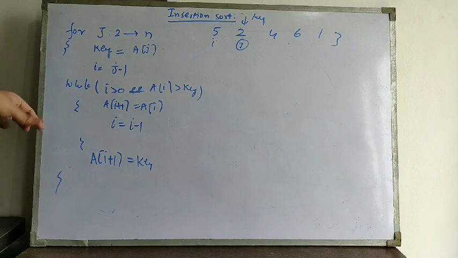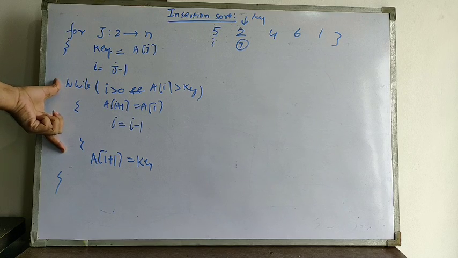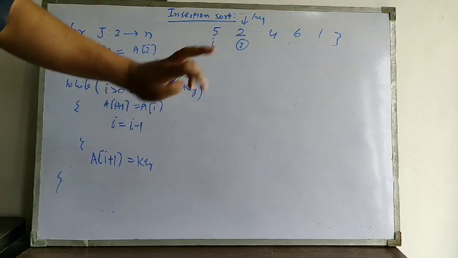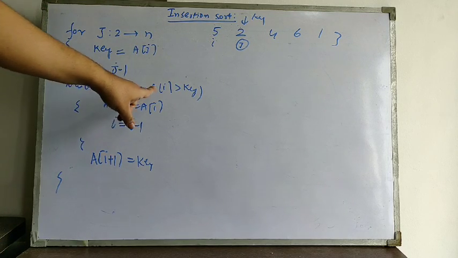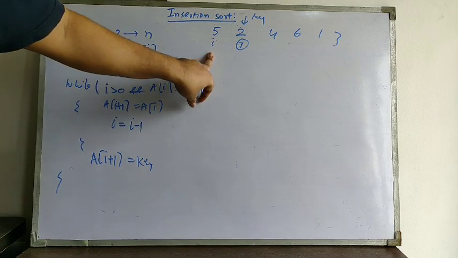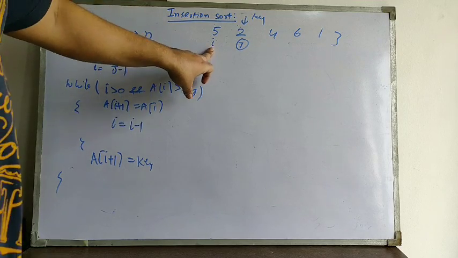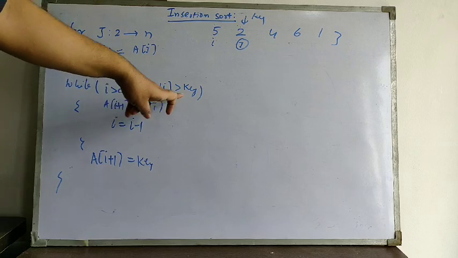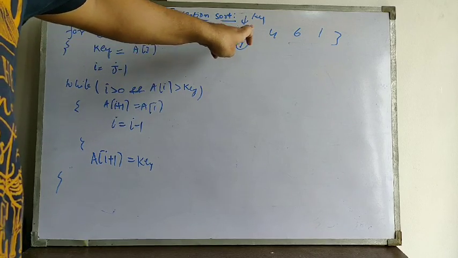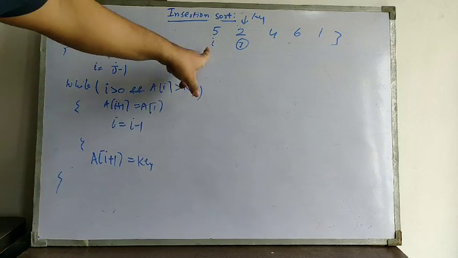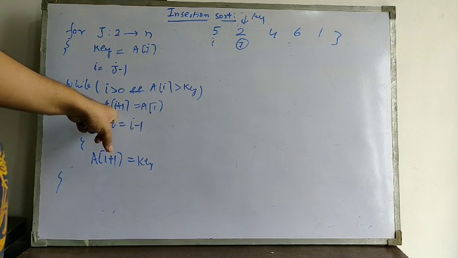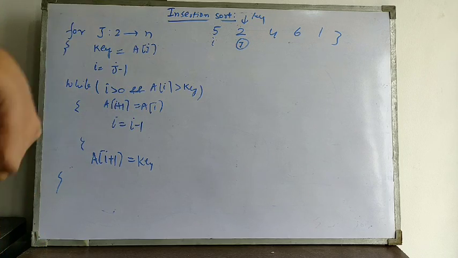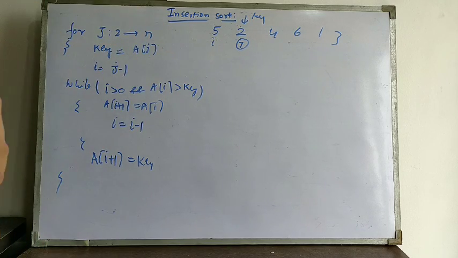Now here I am finding the exact place for this key. So if i is greater than or equal to 0, and here i is 1, and A[i]. I am assuming that my array is starting from index number 1. And A[i] is greater than key. It means this one is greater than this one. So what I will do, I will shift it. This code is shifting the element. What it's doing is placing A[i] at A[i+1], and I am reducing the i.